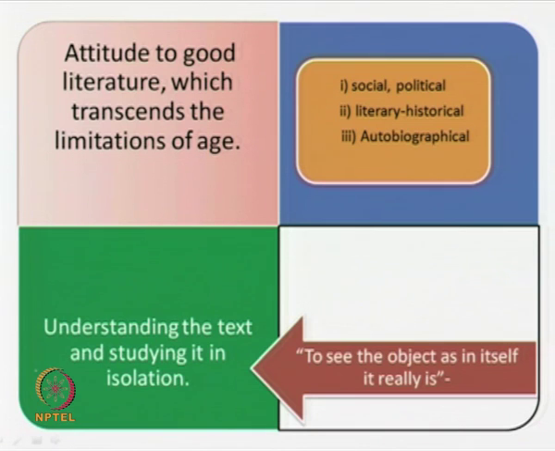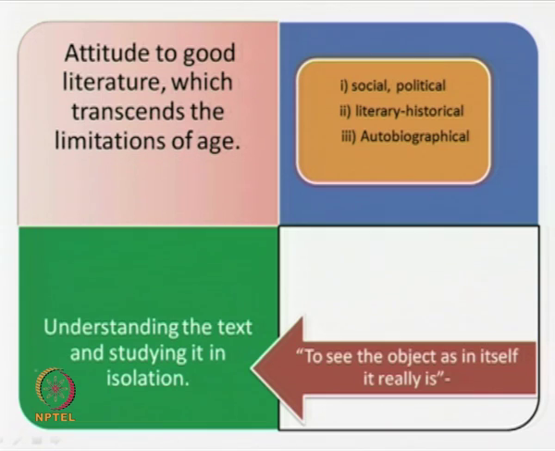Next, we also saw that in conventional critical practice, we look at the social, the political, the autobiographical, the literary historical, in a bid to throw light upon various aspects of the text. Another way of studying the text is the New Critical way, which is studying it in isolation, as perhaps it was Arnold, if I am not mistaken, who said, to see the object as in itself it really is, or what we call the autotelic text.